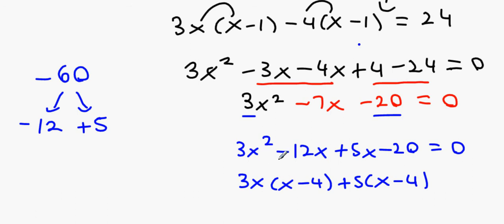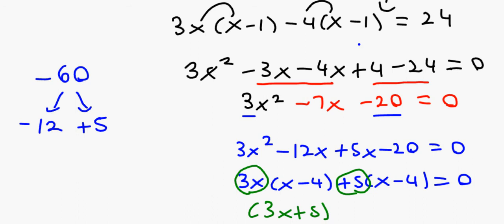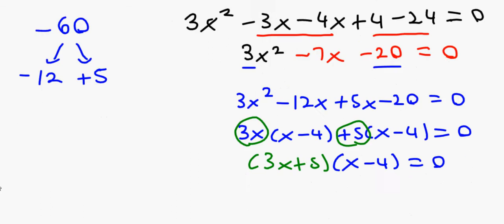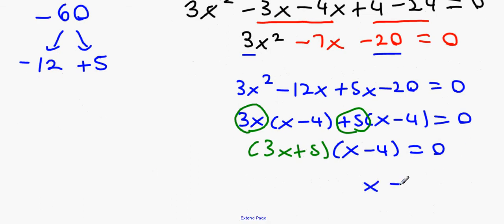So equals 0. Now what you notice is that these two guys here, they go in the first bracket, so 3x plus 5, and the other two are x minus 4. That equals 0. So what we're going to get here is x equals 4. So we're going to get x minus 4.